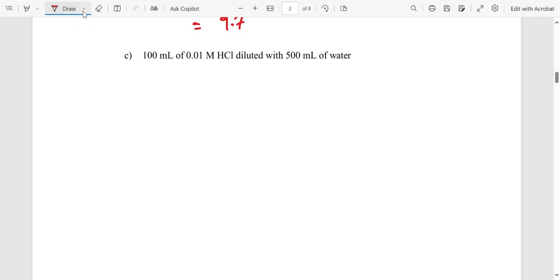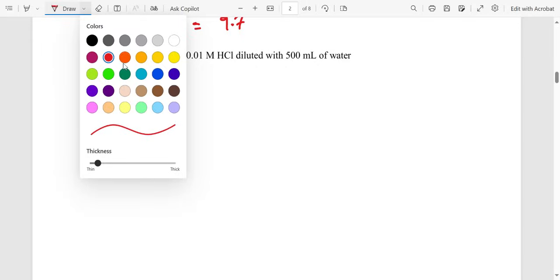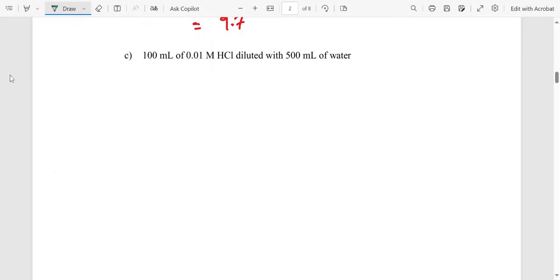The next one, we've been told 100 mL of 0.01 molar hydrochloric acid diluted with 500 mL of water. So remember there is dilution here. You can actually calculate the initial pH and then find the final pH. But it's not necessary because we just want to find the pH after the dilution. Okay. So the first thing that we need to do is let's find the number of moles before dilution.